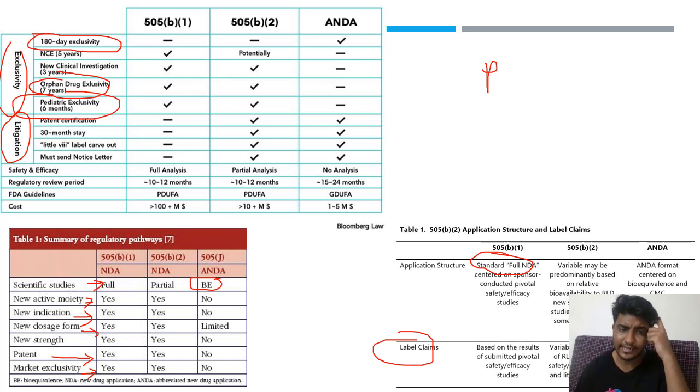So FDA guidelines: PDUFA, the Prescription Drug User Fee Act, for both of them, while for ANDA it is GDUFA, that is the Generic Drug User Fee Act. So this is what is important about GDUFA. We will be discussing GDUFA and PDUFA in the slides ahead. I just wanted you all to get to know about 505(b)(1), (b)(2) of this 21 CFR.